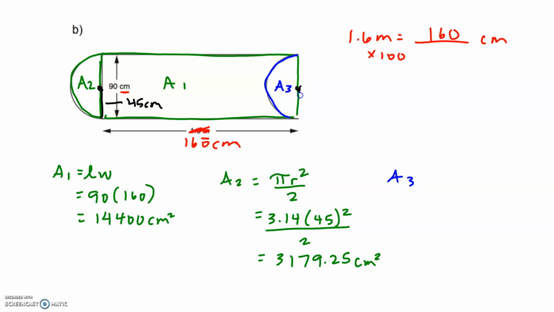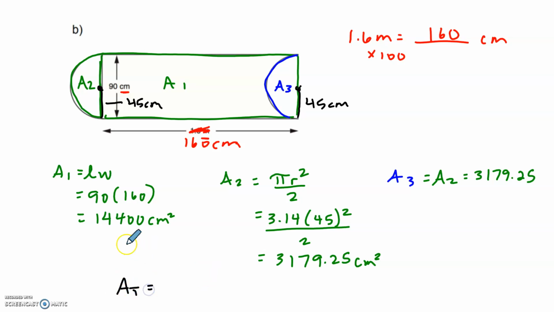And area 3 also has a radius of 45 centimeters. So area 2 equals area 3, which would equal the 3,179.25.